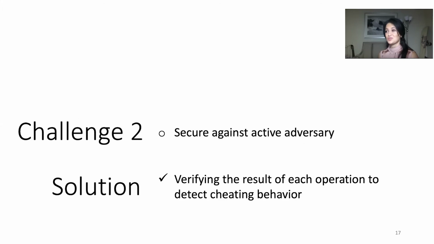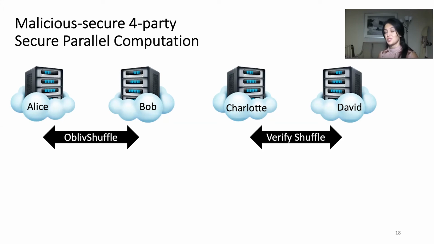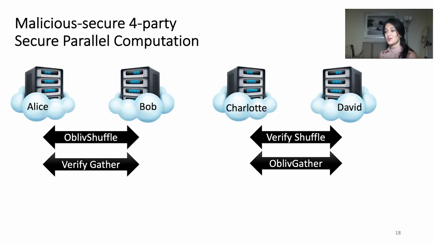Another challenge was protecting the scheme against an active adversary. And for that, we had to be able to detect the malicious behavior by verifying the results of each operation at each step. So imagine we have 4 parties, Alice and Bob, Charlotte and David, and every operation done by one group is being verified by the other group to detect cheating behavior. So for example, when Alice and Bob perform an oblivious shuffle, Charlotte and David will verify the correctness of that operation. And the same verification happens for gather and scatter.